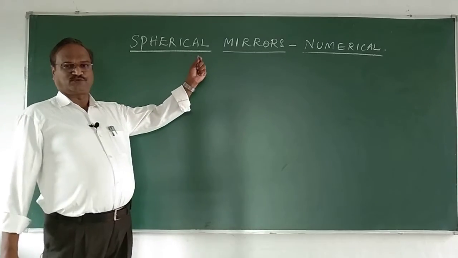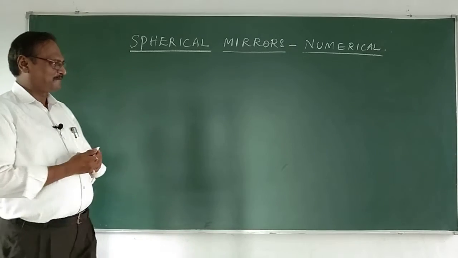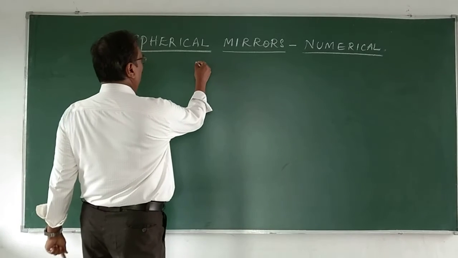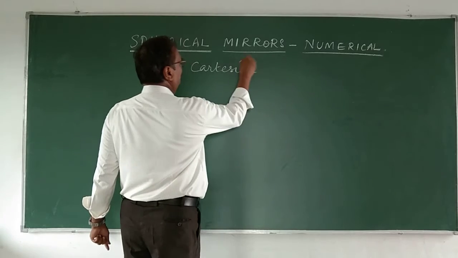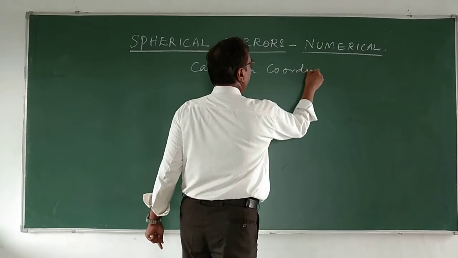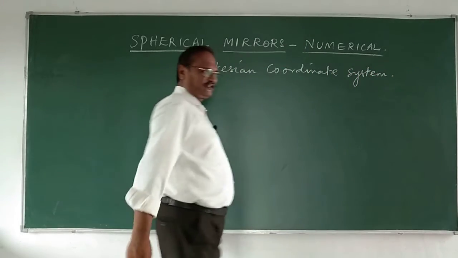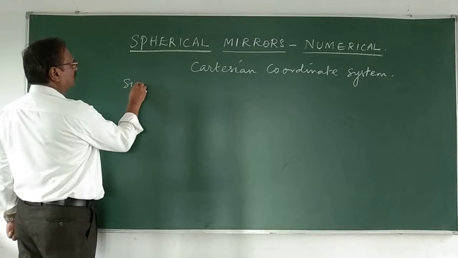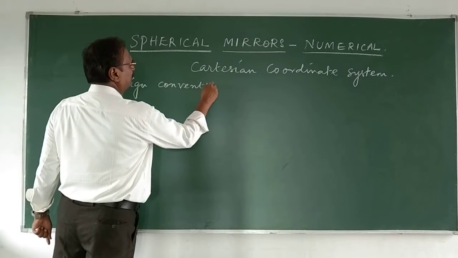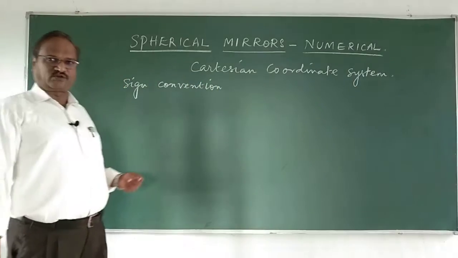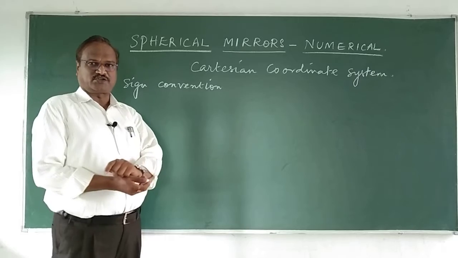Today we are going to continue with the spherical mirrors and we shall do another numerical. First and foremost, I want to remind you about the Cartesian coordinate system. We are going to follow the Cartesian coordinate system, that is also called sign convention. What is sign convention? Whether to give positive, negative, or whether to assign what? That is based on the Cartesian coordinate system.